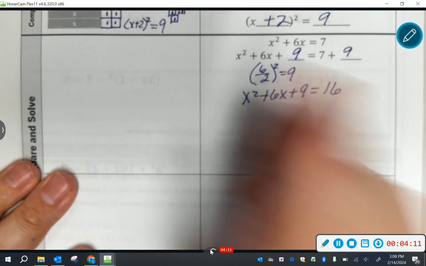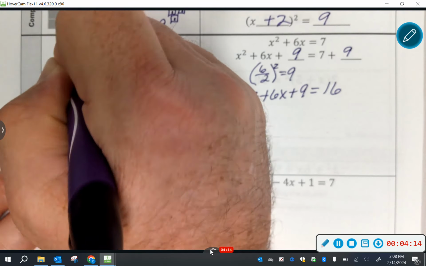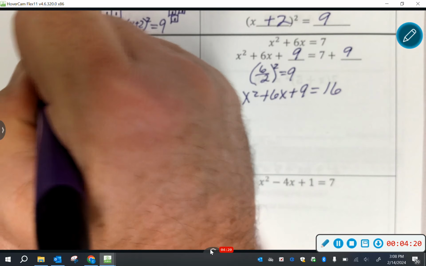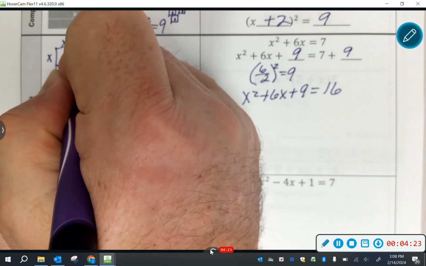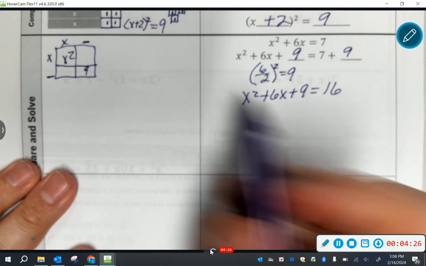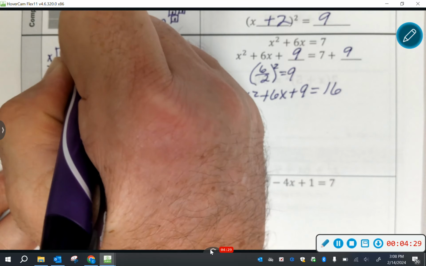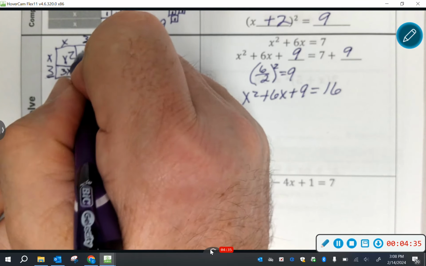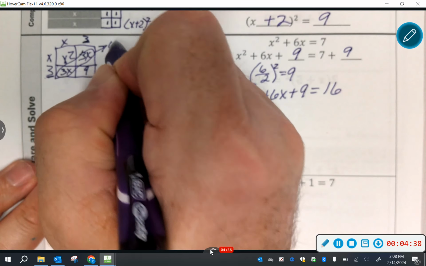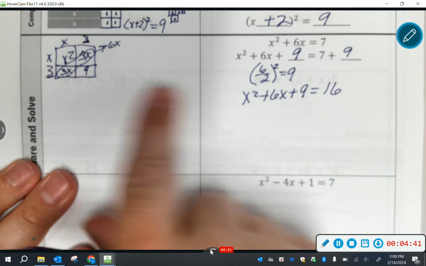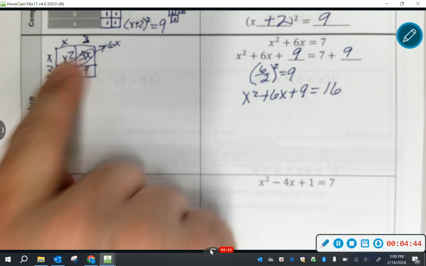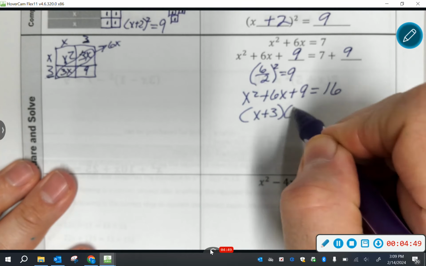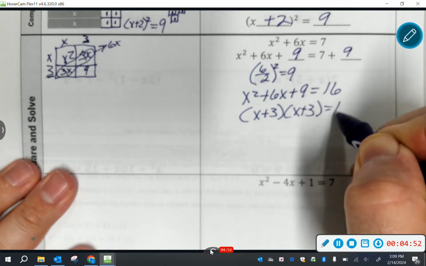Now again over here in my box, if I fill this in just like we did in the day 11 notes, this will be x squared, 9, x. Now what can I put here to multiply and get 9? Well, that'll be 3, so that'll give me 3x, and then I add this up, and that gives me 6x. So again, that's how we can get the factors real easily. The factors will be x plus 3, x plus 3. So this is going to be x plus 3 times x plus 3 is equal to 16.